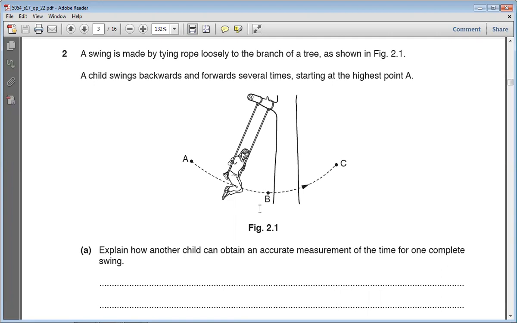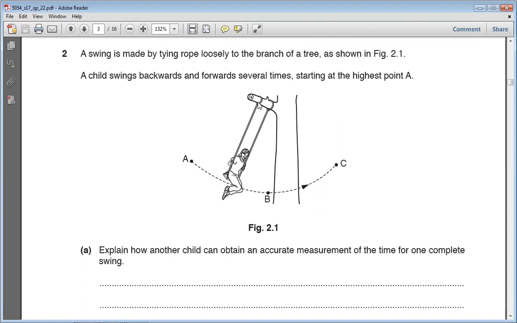There are some reasons. When the girl is swinging, she experiences air friction. So when she overcomes the air friction, energy will be converted into heat, which will be lost to the surrounding. Another thing is that the knot of the rope and the branch of the tree will have friction with each other, and when you overcome that friction, the energy will be converted into heat energy, which will be lost to the surrounding.